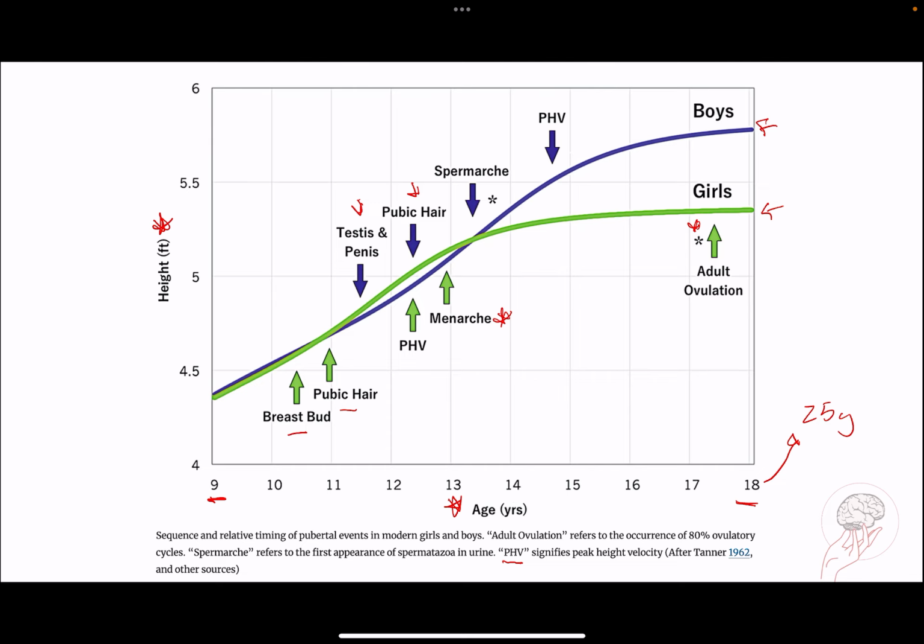And PHV, just for note, this is peak height velocity. So this is when you reach your maximum height growth. So you see that this is, if we were to do some fancy calculus and take the tangent of this line, it would be the steepest right here. And then it starts to get slower, and then we reach our maximum height. So we see that girls hit their peak height velocity much earlier. Boys tend to become taller a little bit later.